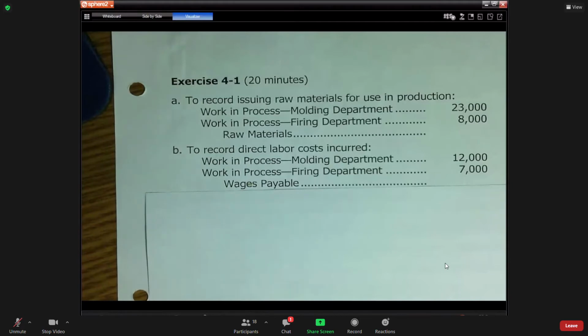You're supposed to debit work in process molding for 12,000, debit work in process firing for 7,000, credit wages payable. But then if a student says, "Why do you do that?" then you might be in trouble.